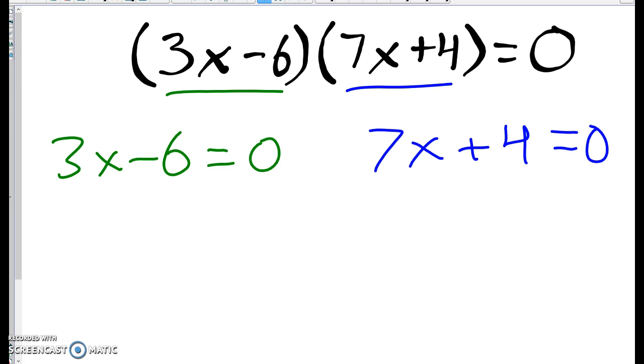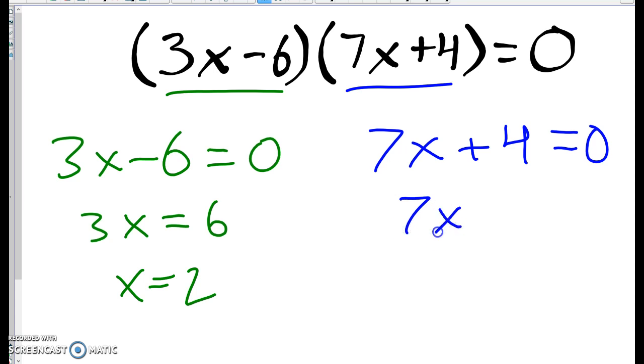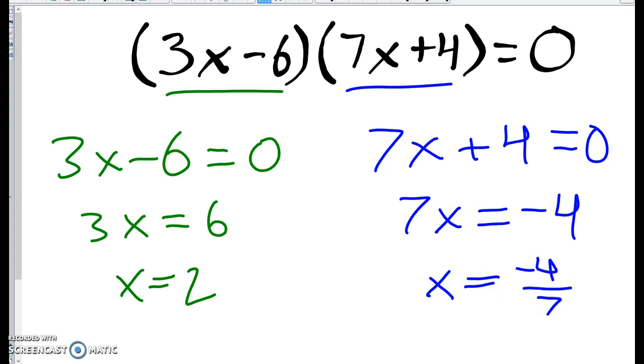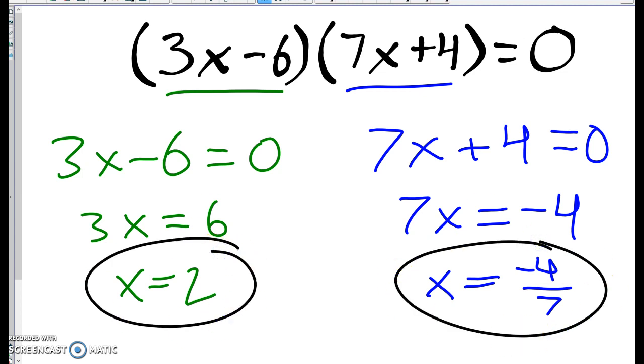Okay, so in this case in the green, adding 6 to both sides to get 3x equals 6, dividing both sides by 3 to get x equals 2. On this other side, on this other solution to this other equation, we're going to subtract 4 from both sides to get 7x equals -4, and divide both sides by 7 to get x equals -4/7. Right, again, those are our two solutions. We are finished. Both of those are the answer.